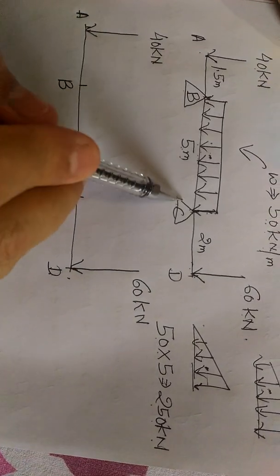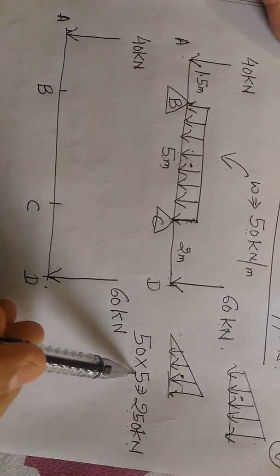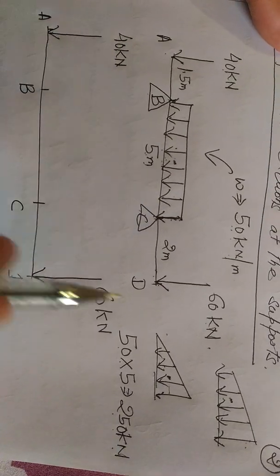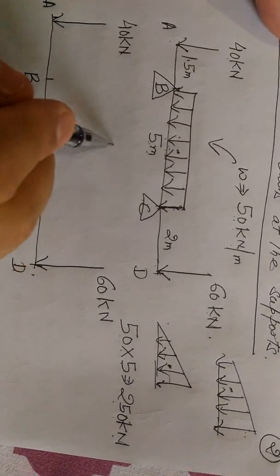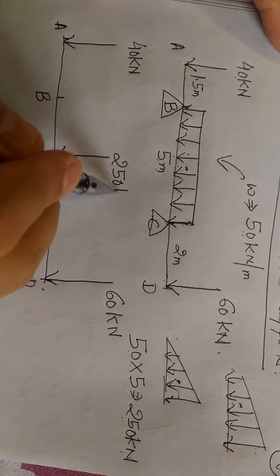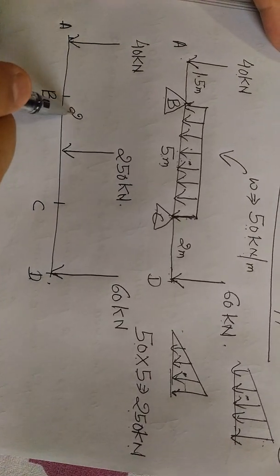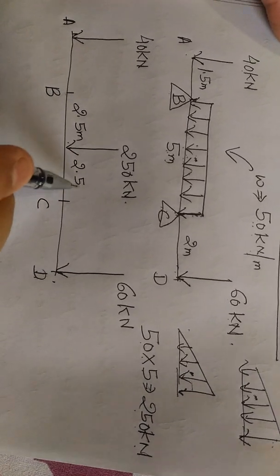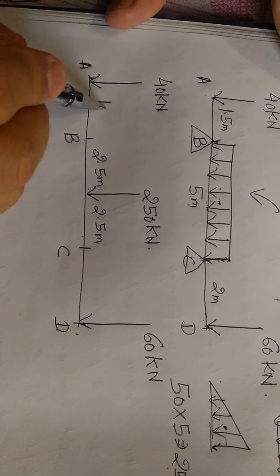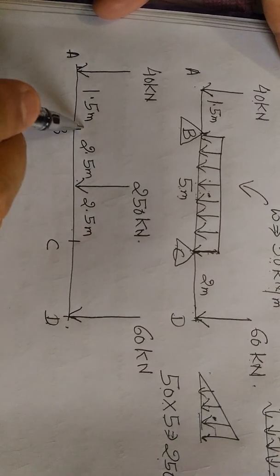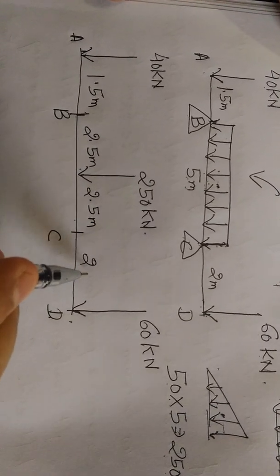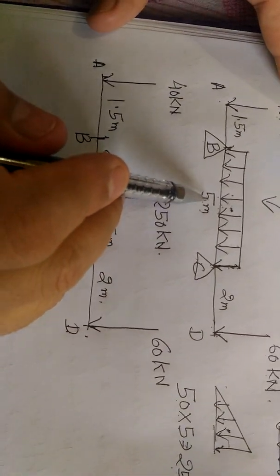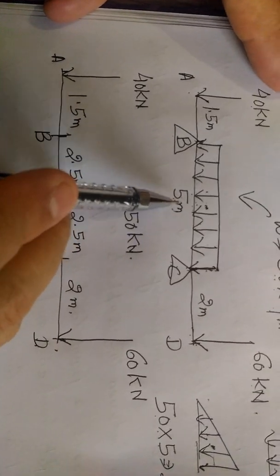So the length is 5 meter. The point load will act at a distance of 2.5 meter from here or 2.5 meter from here. The point load of 250 kilonewton will act at a distance of 2.5 meter from B and also 2.5 meter from C. And this distance is already given, that is 1.5 meter, and this distance is already given, that is 2.0 meter.